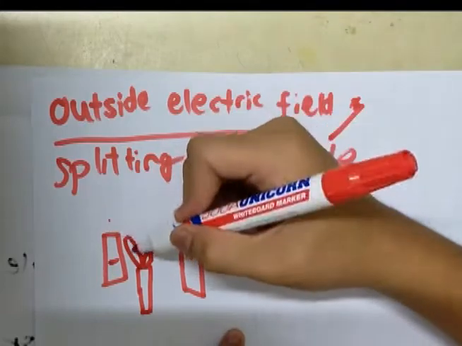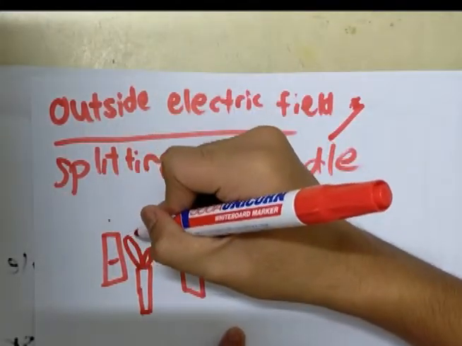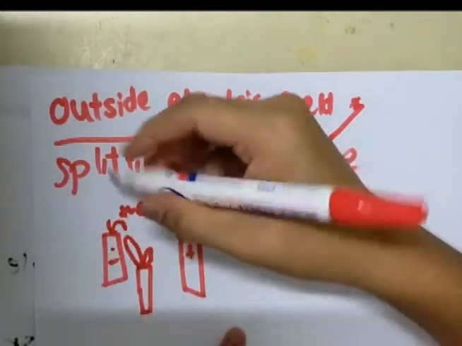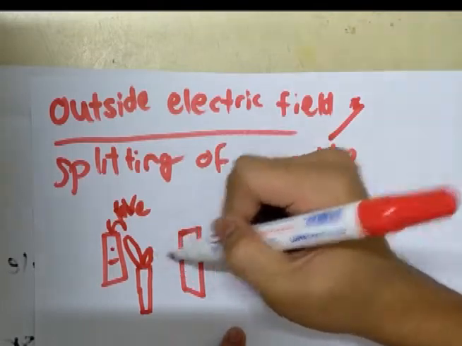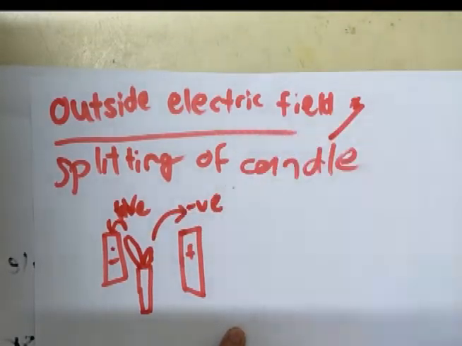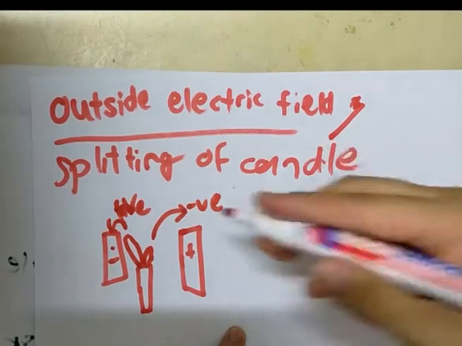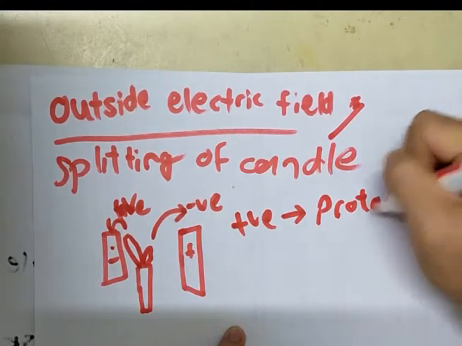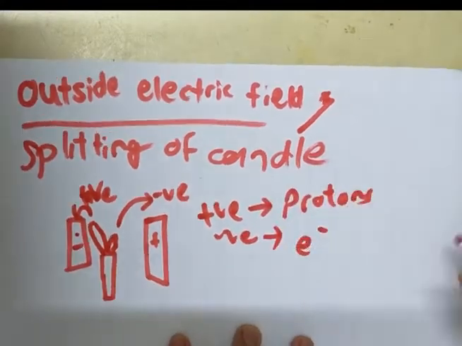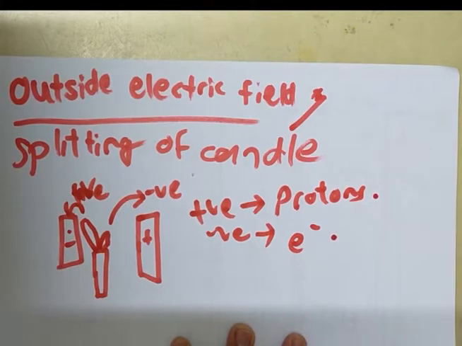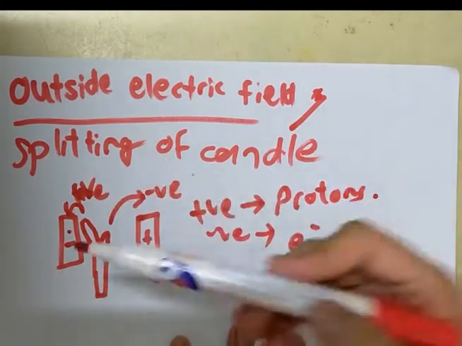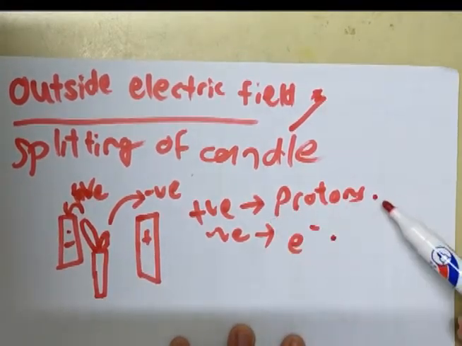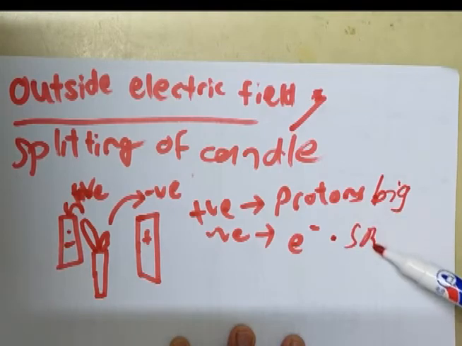So the theory behind this is that because this is negative, it will attract the positive charges inside the flame. This is positive, so it will attract the negative charges. What you have learned in chemistry, your previous science, is that positive charge means protons, and negative charge means electrons. Protons are bigger than electrons. As a result, the positively charged part would be bigger. This is big, this is small.